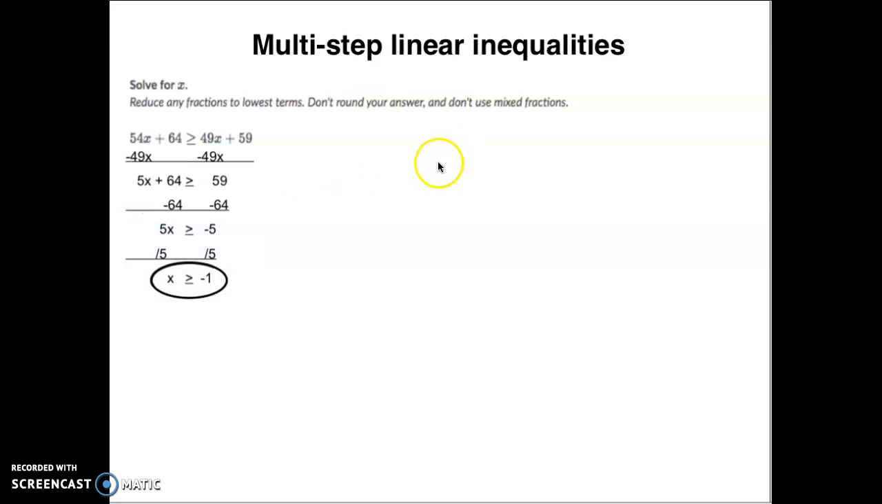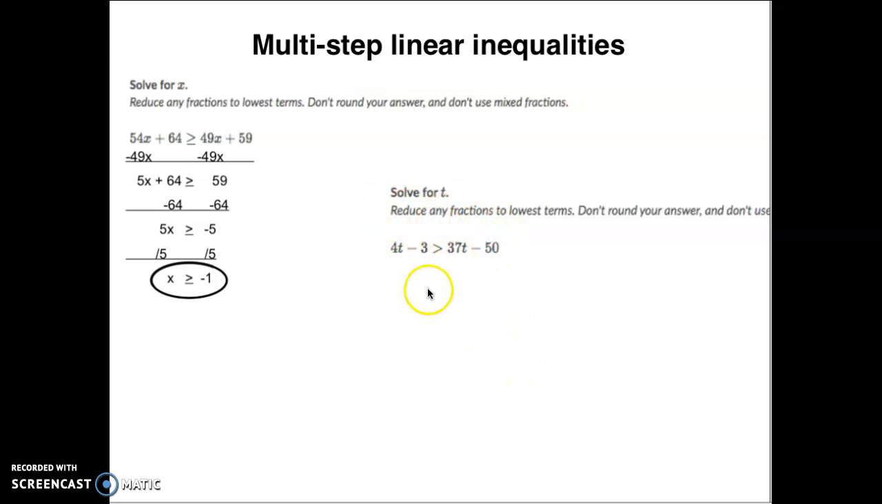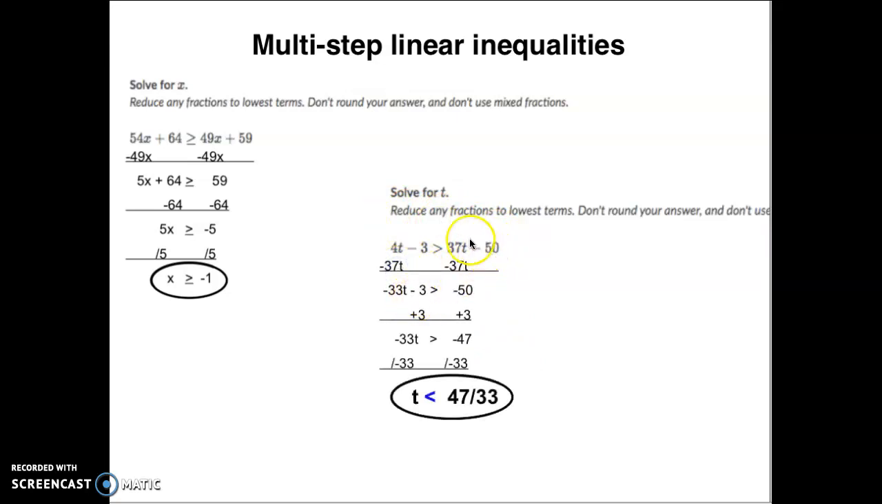Now, let's try another example. Here's example number 2. So again, I'll put my work up here, what I did to get my answers. My first step, again, I like getting my variables on the left side, so I'm going to subtract 37t from both sides. I'm then going to add 3 to both sides, and then I'm going to divide by the number in front of the t, which is -33.